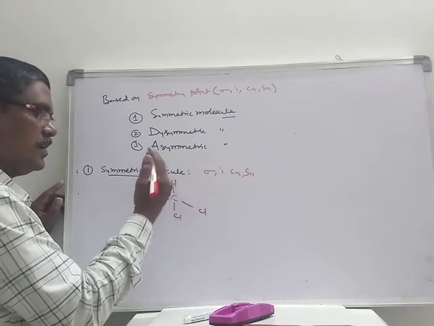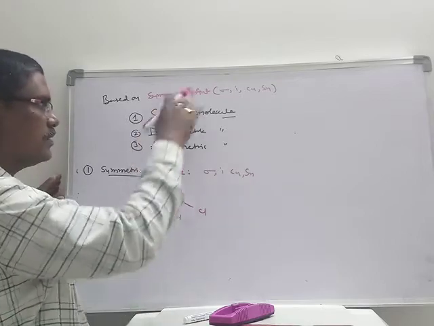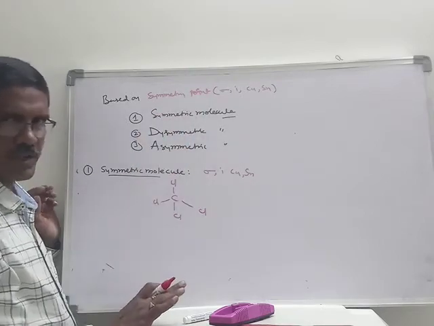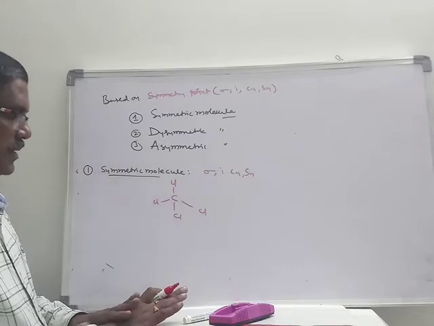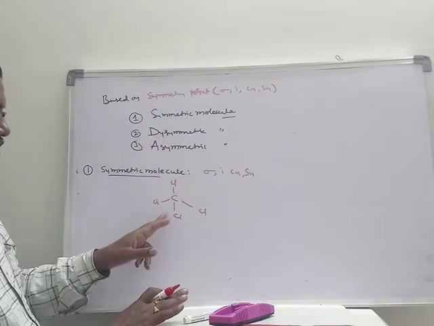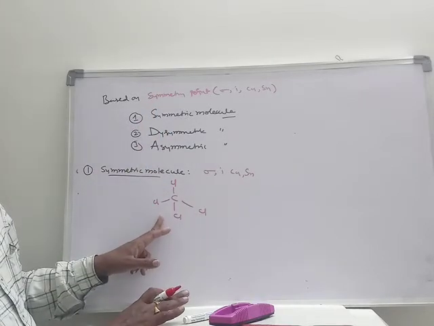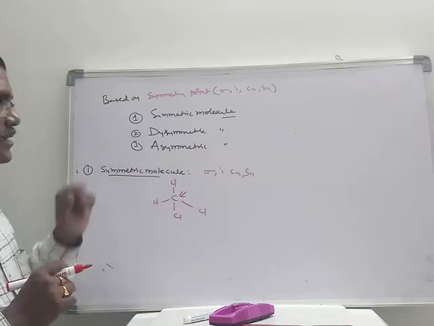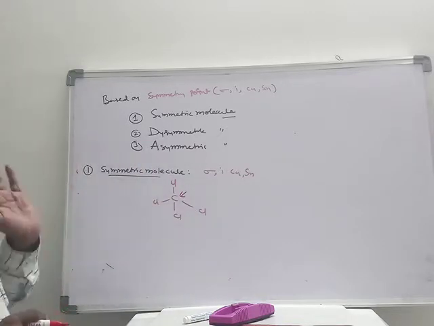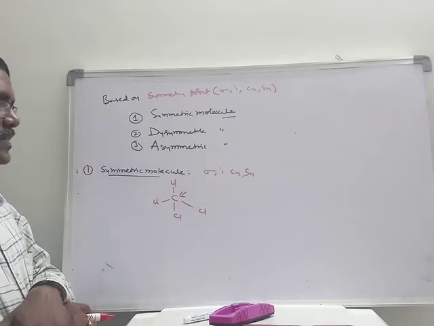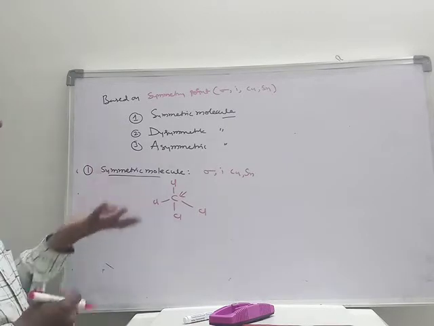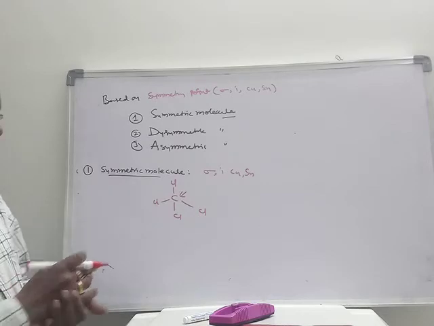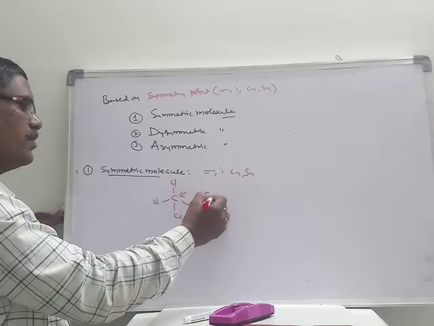When it is divided into two equal halves, it divides into two equal halves by an imaginary plane. That plane is called the plane of symmetry. That means it contains a center of symmetry. Optically, this is not a chiral carbon; no chiral carbon is present. Sigma is present, I is present, and Cn is also present. All are the same groups, and that's why this is called a symmetric molecule.